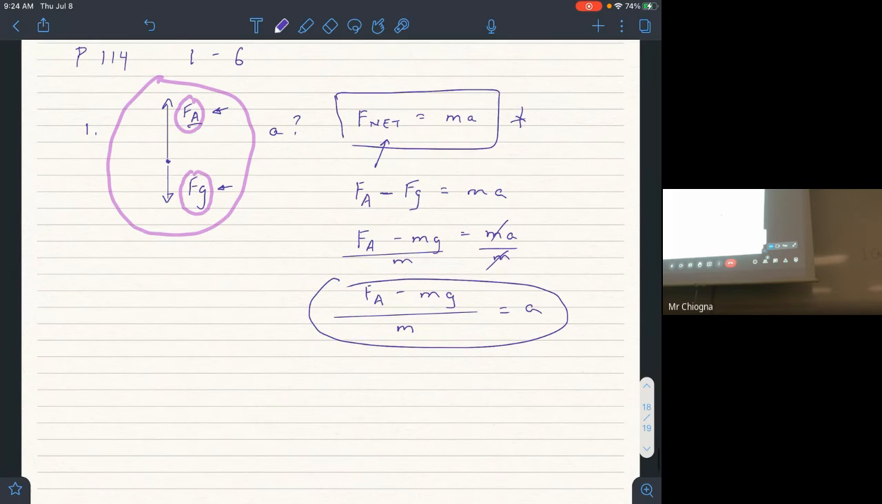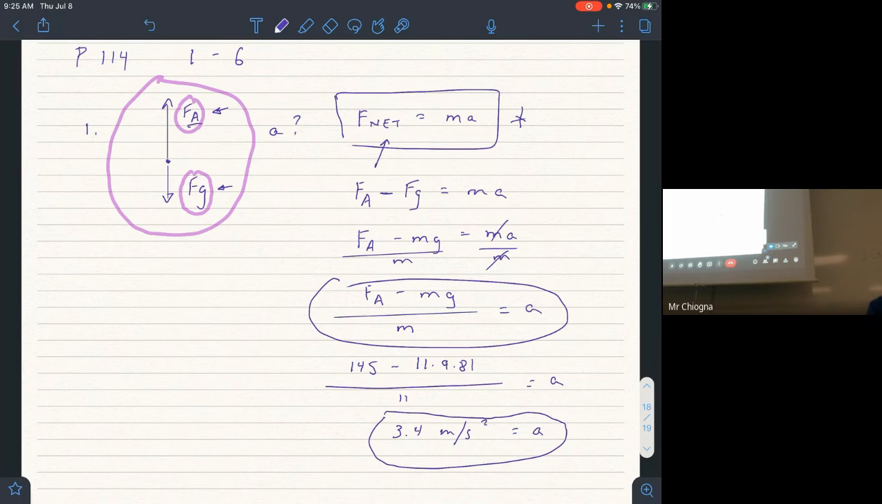Okay, the applied force is 145. The mass is 11. 110.35. What is that? 3.4 actually. Okay, they just ask you for magnitude. If you look at it, it just says magnitude. That's what you'll calculate, the magnitude.